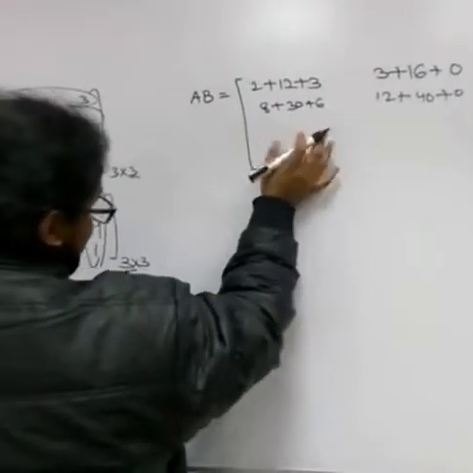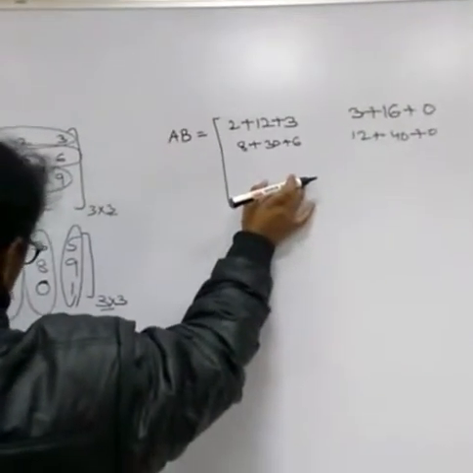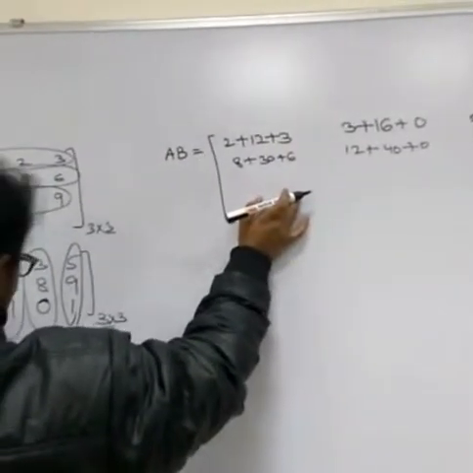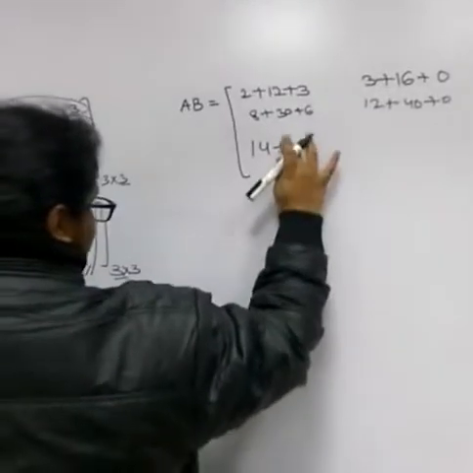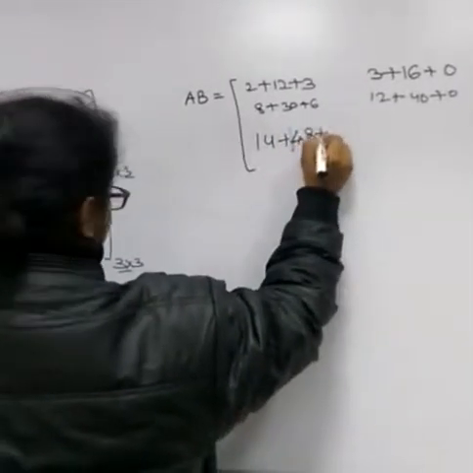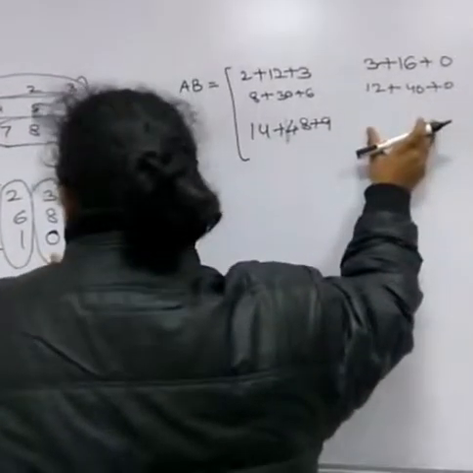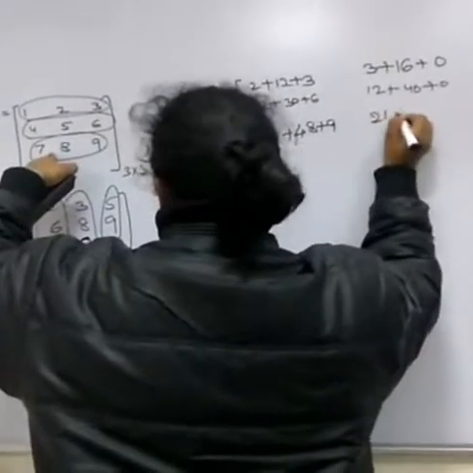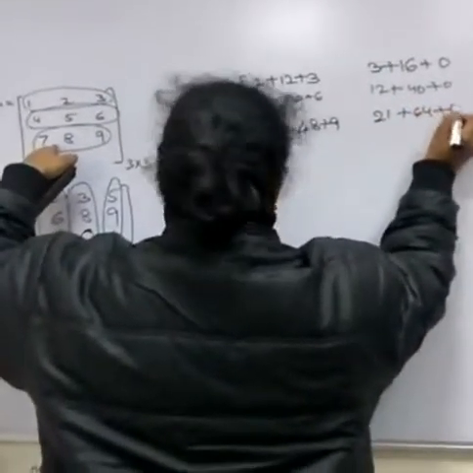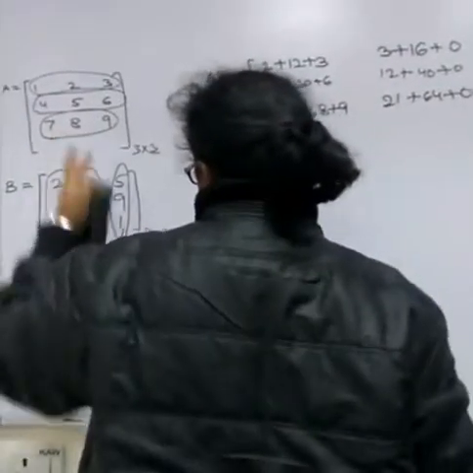So the first element of the third row will be the third row of matrix A multiplied by the first column of matrix B. The second element will be the second column multiplied by the third row. And the third element will be the third column multiplied by the third row.